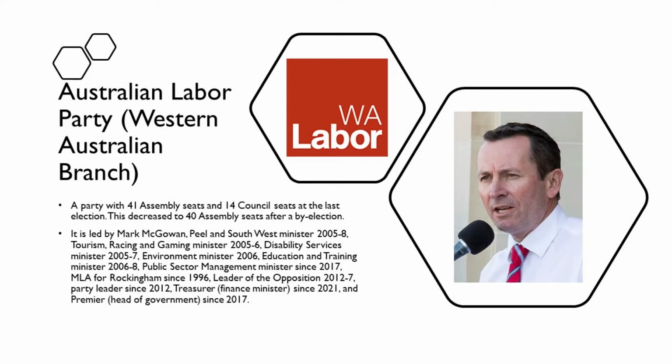The Australian Labor Party Western Australian branch is a party with 41 Assembly seats and 14 council seats at the last election. This decreased to 40 Assembly seats after a by-election. It is led by Mark McGowan, Peel and South West Minister 2005 to 2008, Tourism, Racing and Gaming Minister between 2005 and 2006, Disability Services Minister between 2005 and 2007, Environment Minister in 2006, Education and Training Minister from 2006 to 2008, Public Sector Management Minister since 2017, MLA for Rockingham since 1996, Leader of the Opposition between 2012 and 2017, Party Leader since 2012, Treasurer or Finance Minister since 2021, and Premier or Head of Government since 2017.